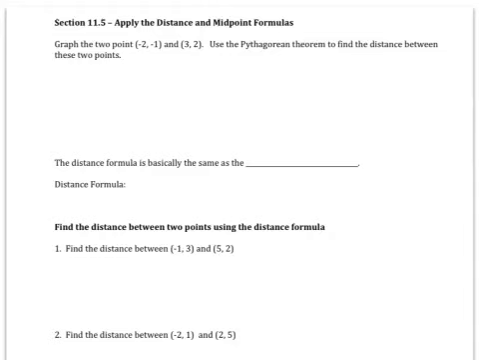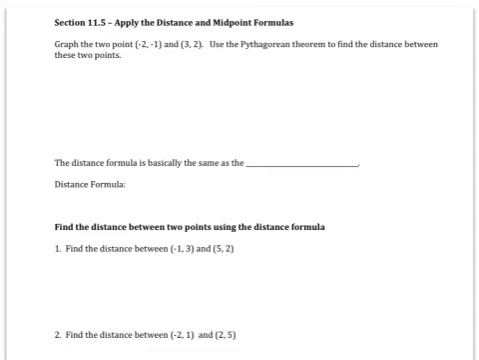Section 11.5 is about the distance and midpoint formulas. So the question becomes, how do we find the distance between 2 points on a graph, and how do we find the midpoint between 2 points on a graph? So let's take a look at the points -2, -1, and 3, 2.